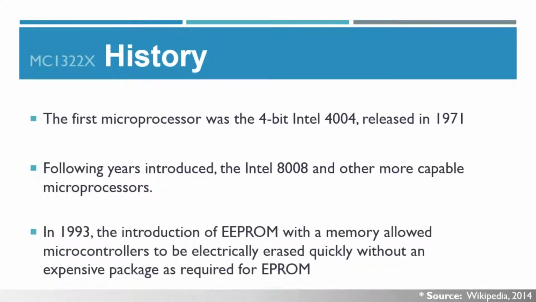Fast forward to 1993, the introduction of something called the EEPROM memory allowed microcontrollers to be electrically erased quickly without an expensive package as required by the regular EPROMs, allowing both rapid prototyping and in-system programming. The same year, Atmel introduced the first microcontroller using flash memory, a special type of EEPROM. Other companies rapidly followed suit with both memory types.